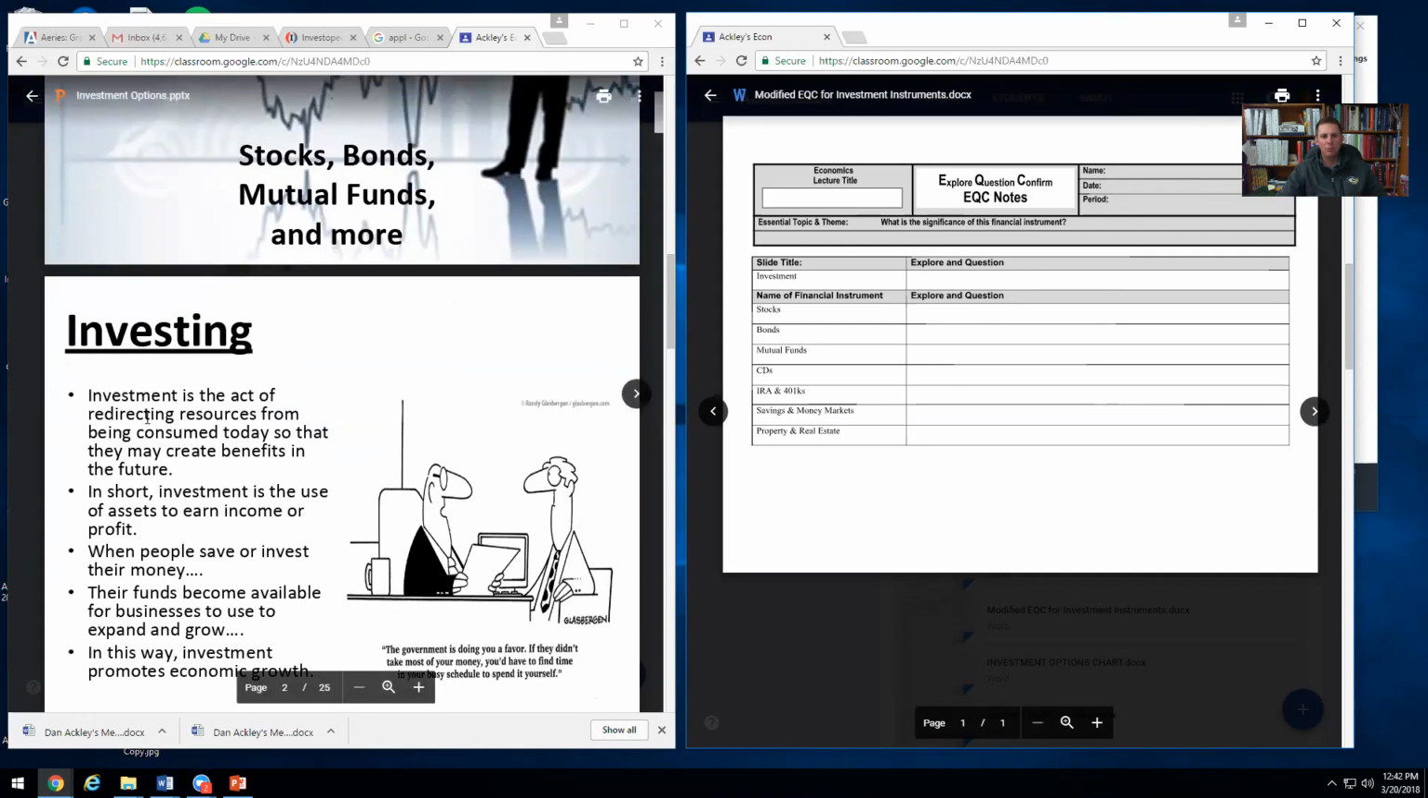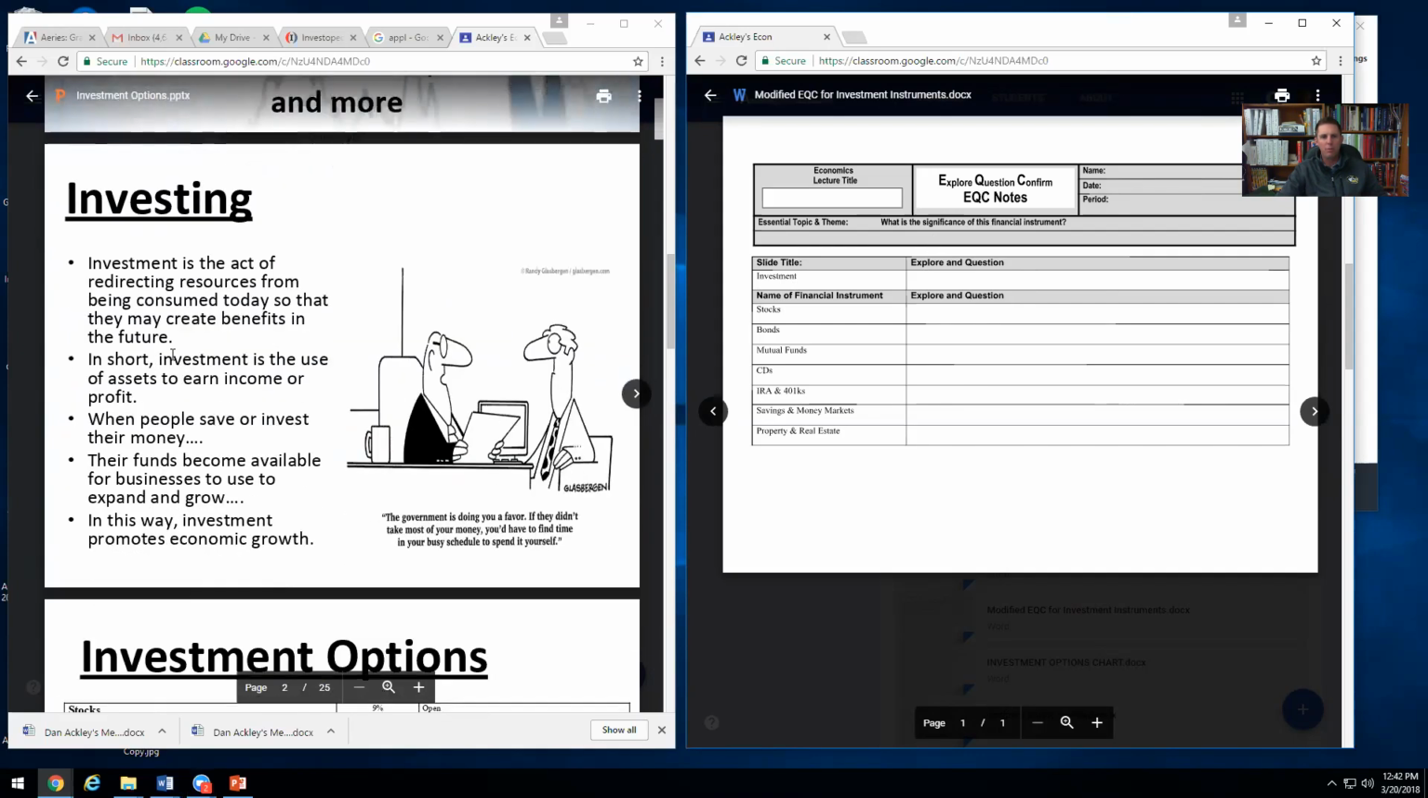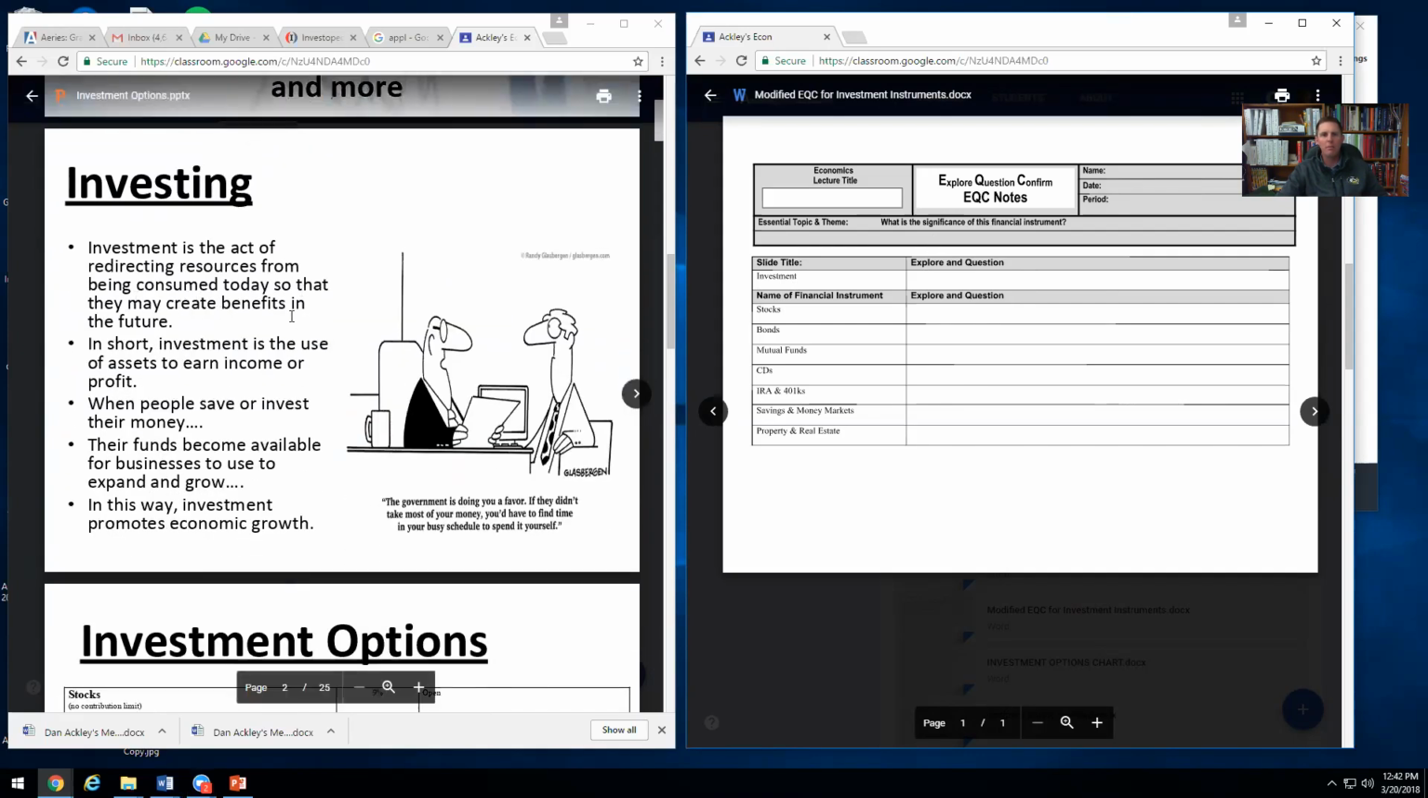Investing is the act of redirecting resources from being consumed today so that they may create benefit in the future. So again, the goal here is that we take our wealth and our disposable income after we pay taxes, and we consume or spend some of our money, and we save some of it. Ideally, we'd like to save a big chunk of that, if we can, for our future.